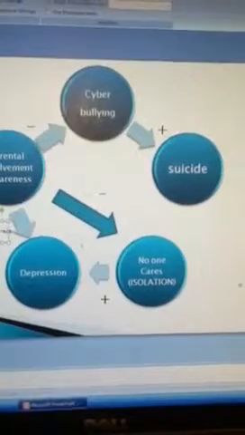And the feeling of isolation leads to depression, which also leads back to suicide. So that is a positive correlation, even though it's a negative end result.